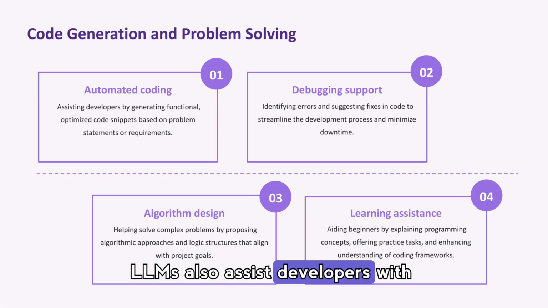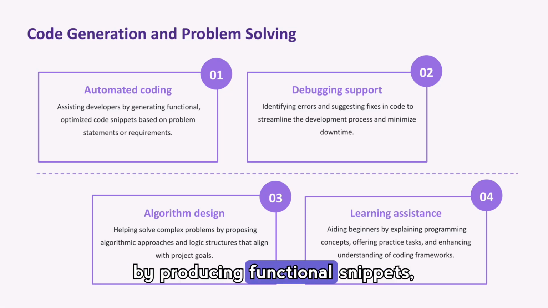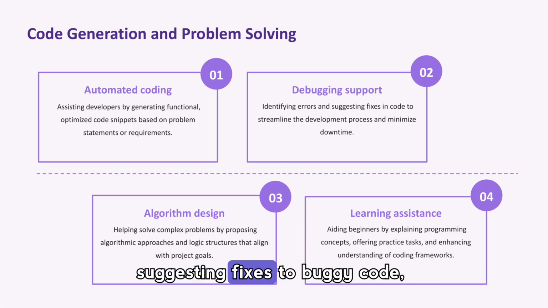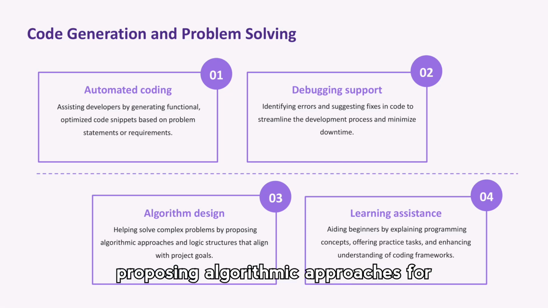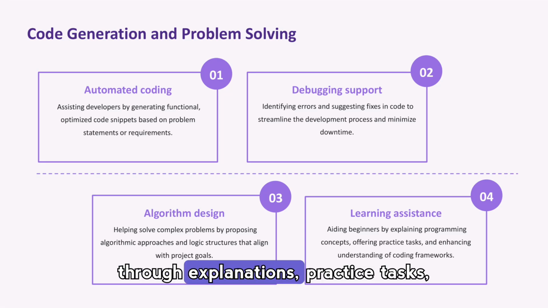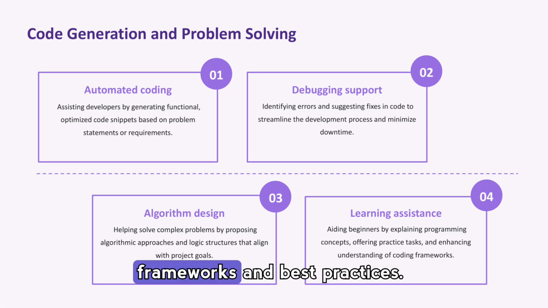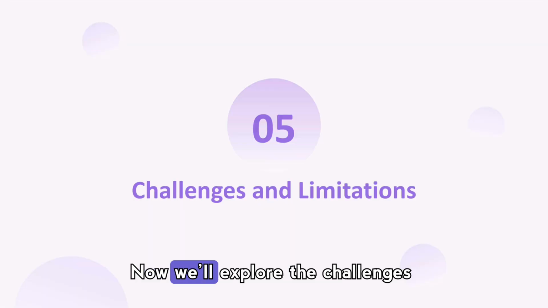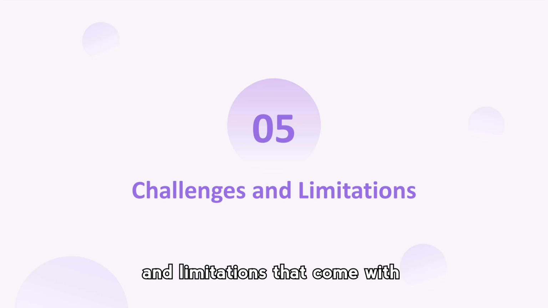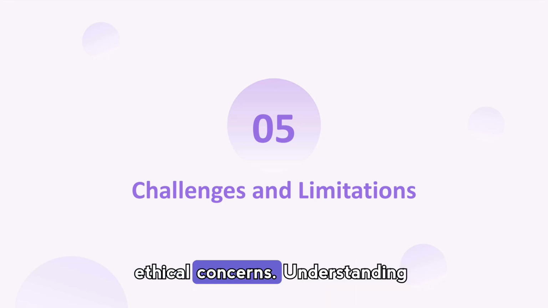LLMs also assist developers with code generation and problem-solving by producing functional snippets, suggesting fixes to buggy code, proposing algorithmic approaches for complex tasks, and offering learning support for beginners through explanations, practice tasks, and insights into programming frameworks and best practices. Now we'll explore the challenges and limitations that come with LLMs, from technical constraints to ethical concerns.